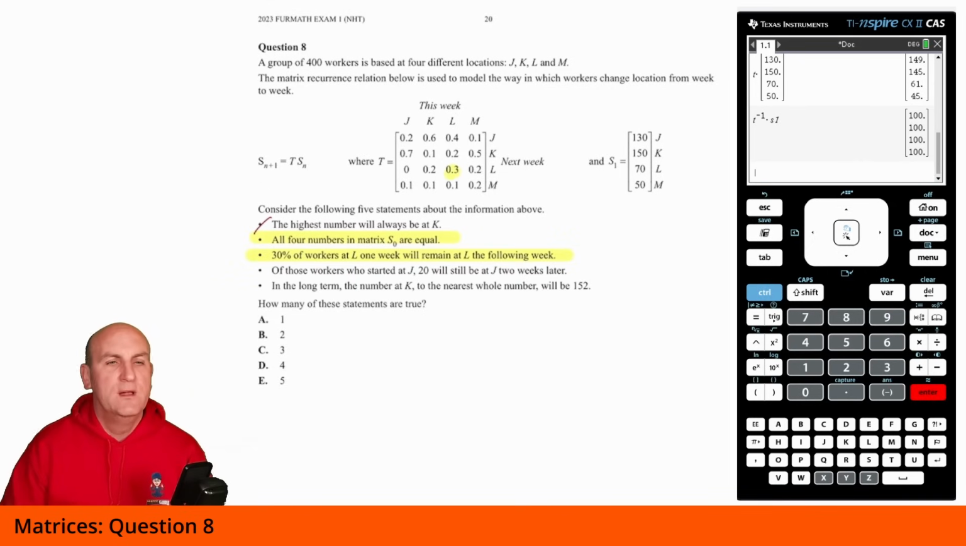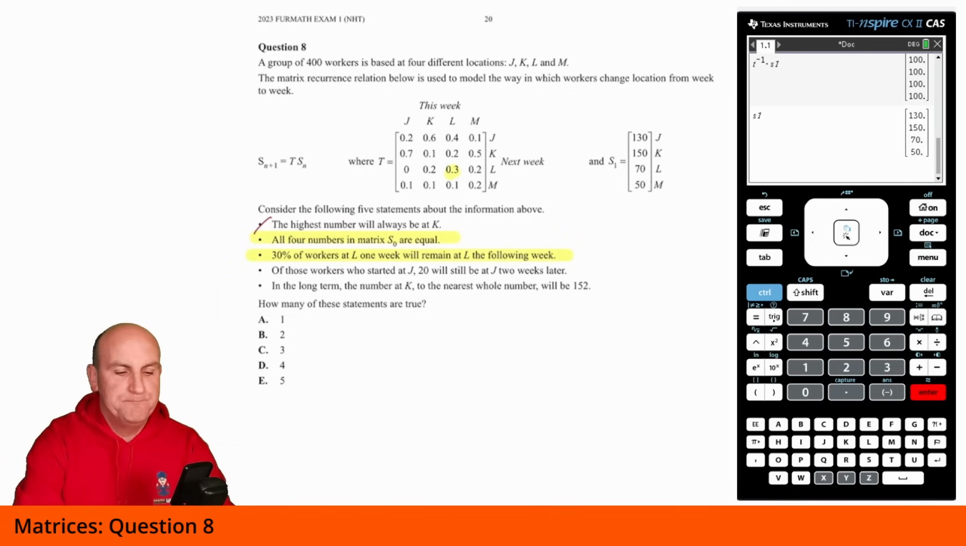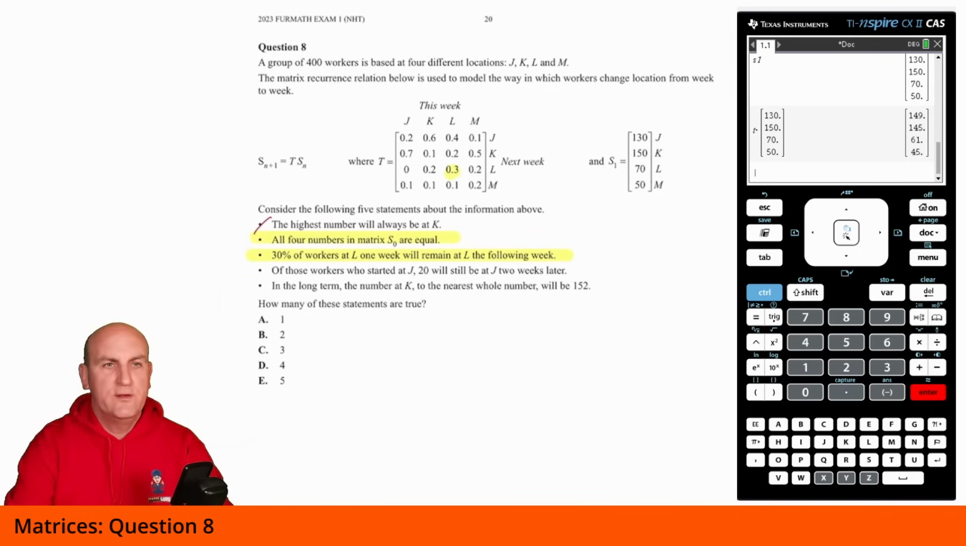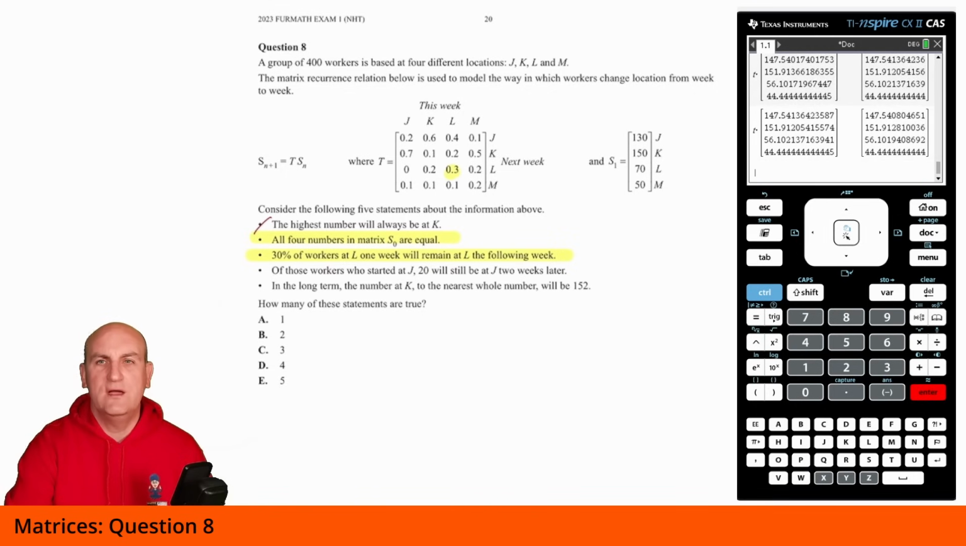In the long term, the number at K to the nearest whole number will be 152. All right, so let's go back to S1. Let's do T times answer. Oops, he says. All right, let's go. So what do we got to do? The long term, the number at K to the nearest whole number will be 152. So K is that. So let's keep going.